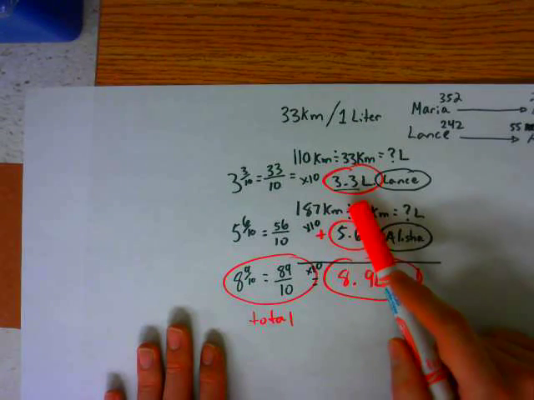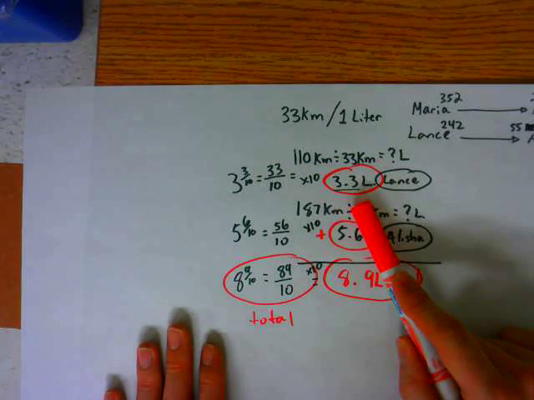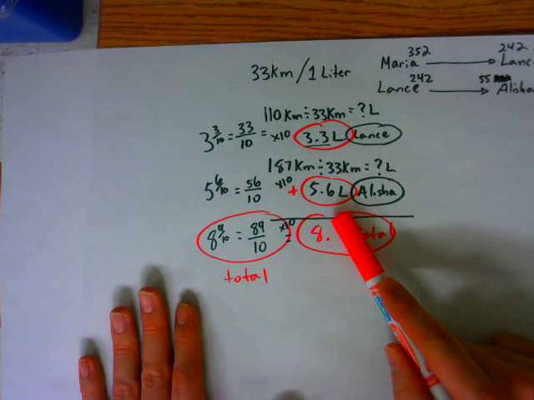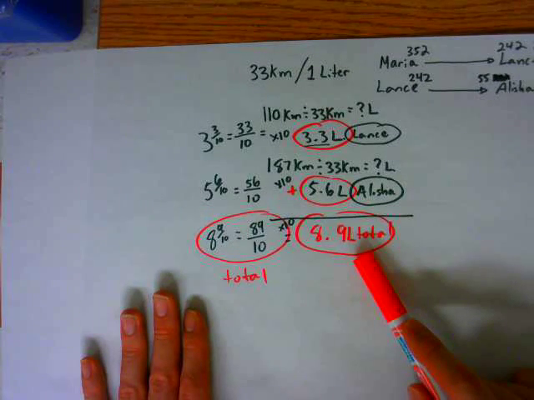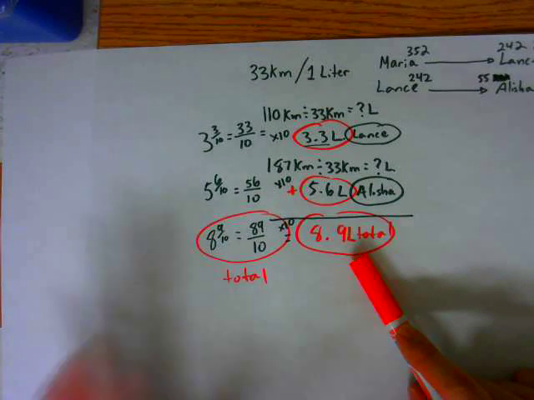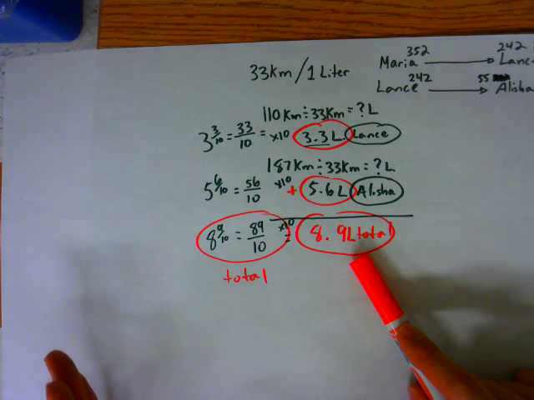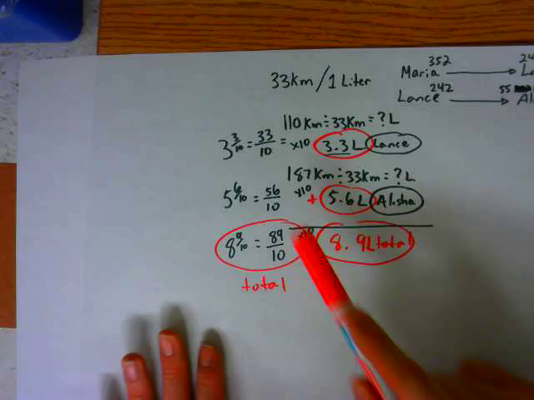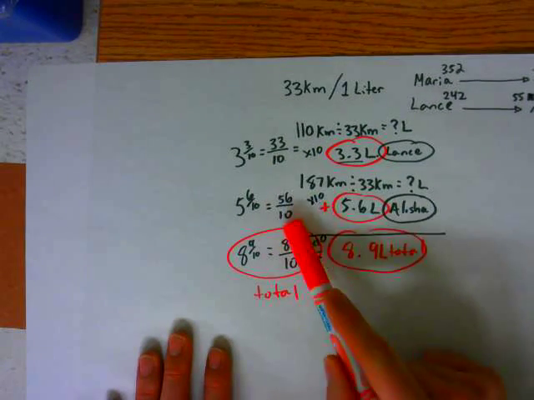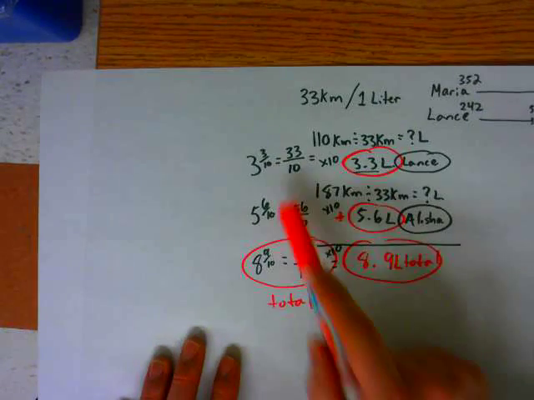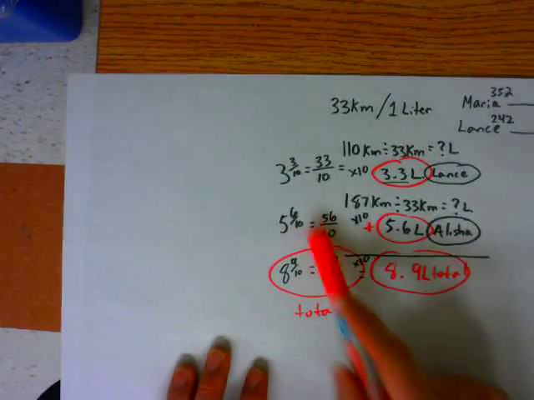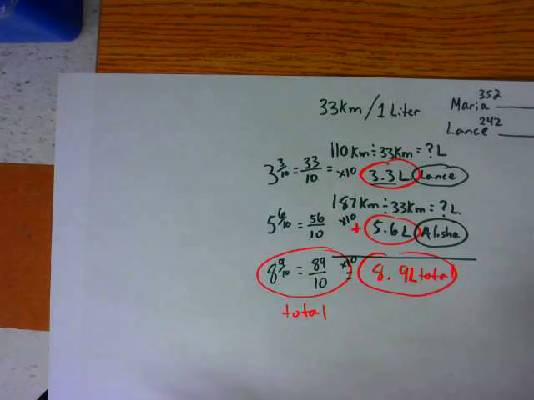We know that here it gave her a total of 3.3 liters. We also know that here she used a total of 5.6 liters to get to Alicia's house. And then for the combined distance between the two places, she used up a total of 8.9 liters. And to turn it into a fraction, all you have to do is multiply your decimal by tens, hundreds, or thousands, and then put it over that denominator that you just chose. Here you have 33 over 10, 56 over 10, 89 over 10.